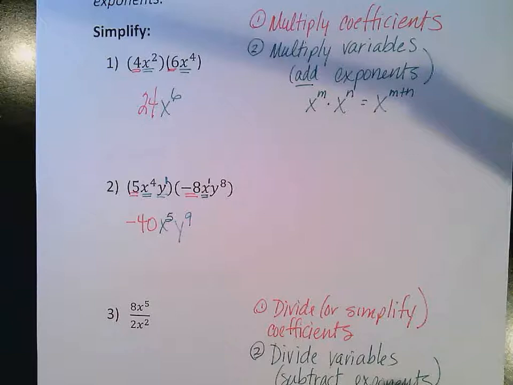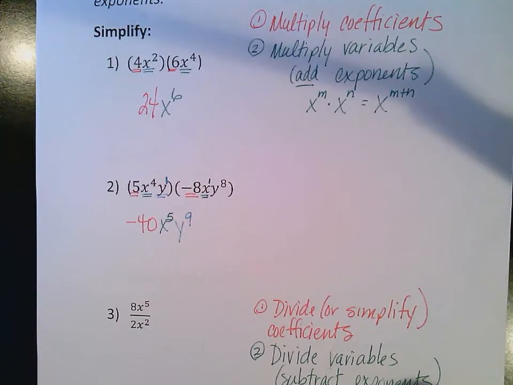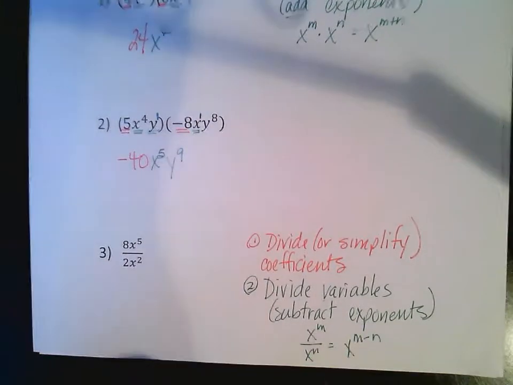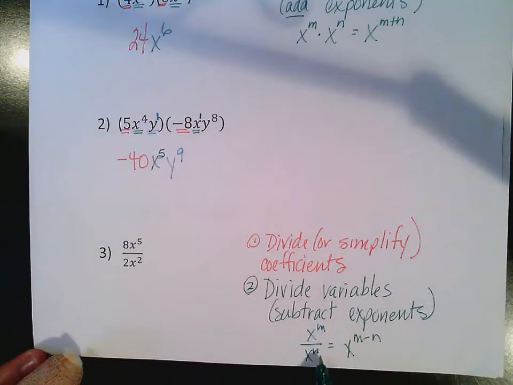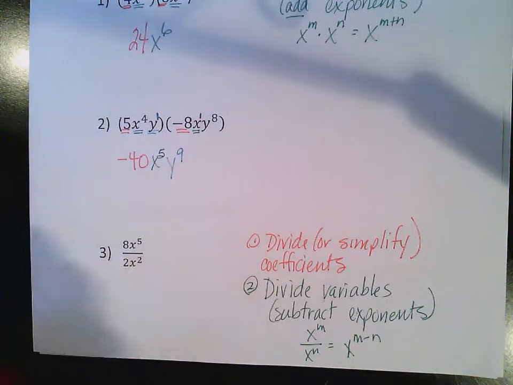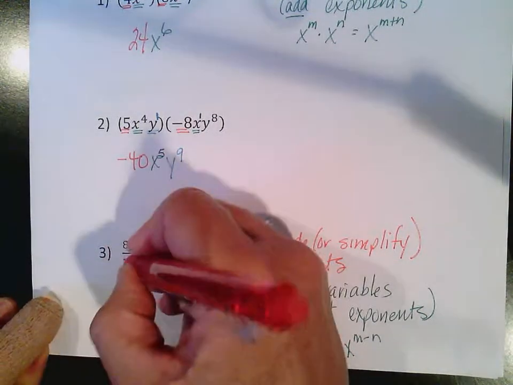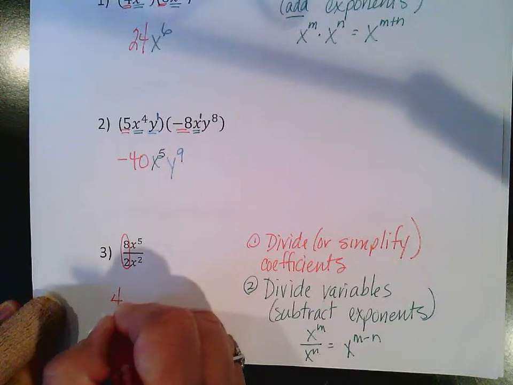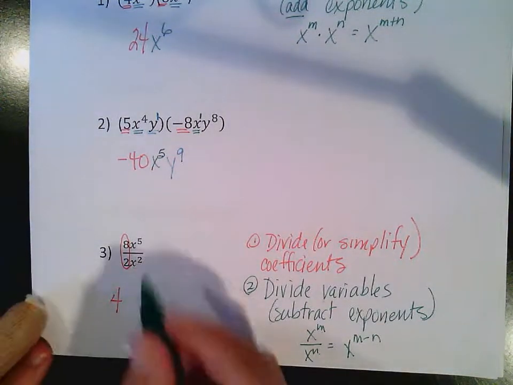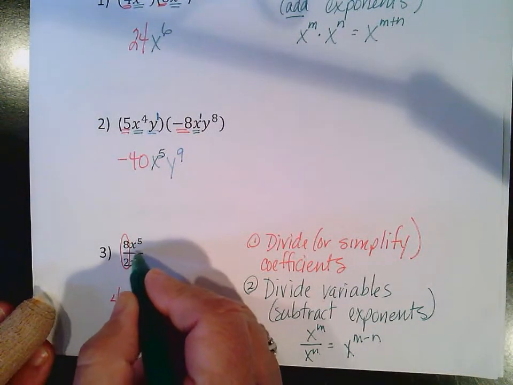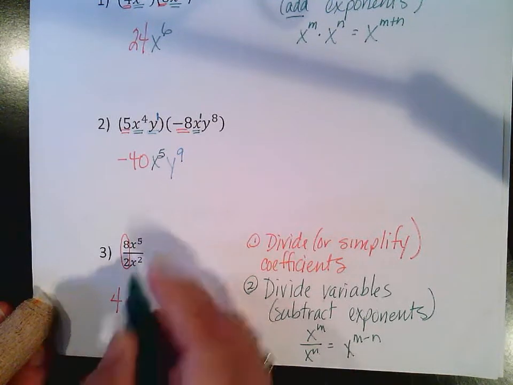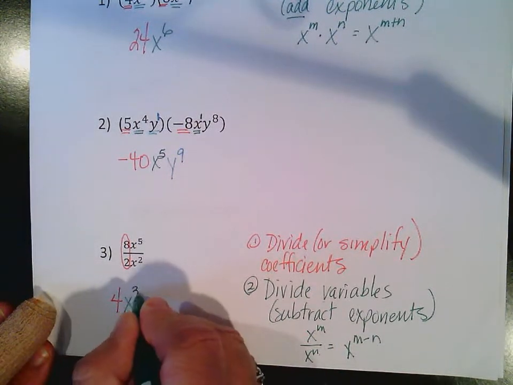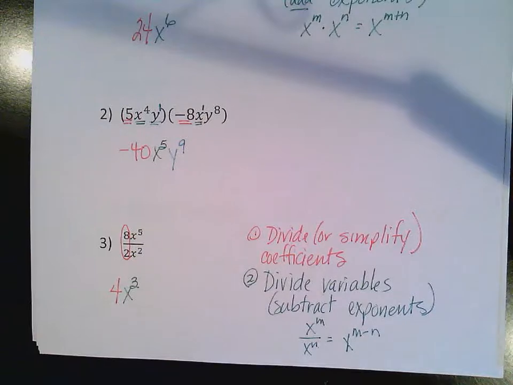I'm going to take the numerator minus the denominator. That's really important. Whoops, let me get that so you guys can see it. It's really important that you make that distinction. You're taking the numerator minus the denominator. So in this first one, my coefficients are 8 over 2. 8 divided by 2 is 4. And then on my variables, these are both x terms. I have 5 in the numerator, 2 in the denominator. 5 minus 2 is 3. So that's 4x to the 3rd.